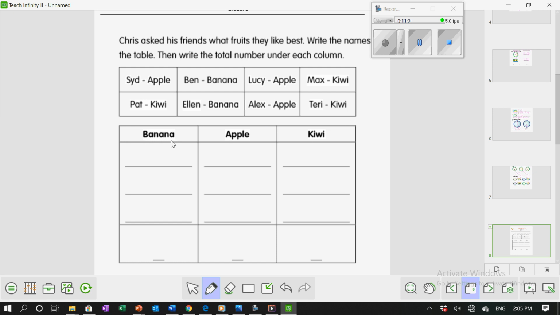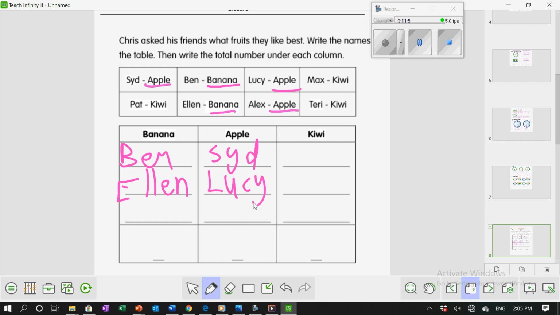Who loves banana? Excellent. Here we have banana and here we have banana. It's Ben with Ellen. Let's find apple. Here is apple, apple, apple. We have 3 apples: Sid, Lucy and Alex.